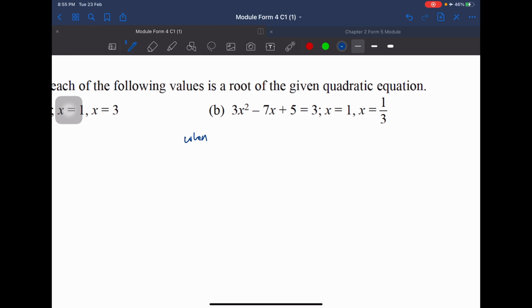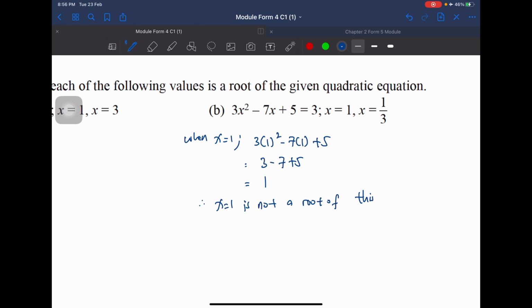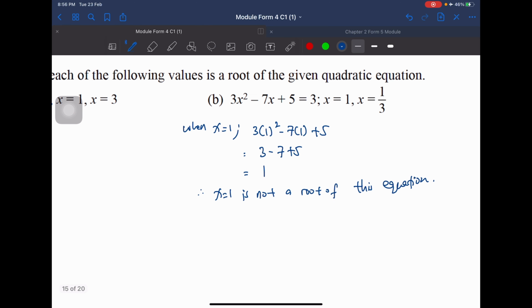So when x equals 1, you have 3 times 1 squared minus 7 times 1 plus 5. So 3 times 1 is 3, minus 7, plus 5. Your answer is 1. So what can we say about x equals 1? x equals 1 is not a root of this equation.